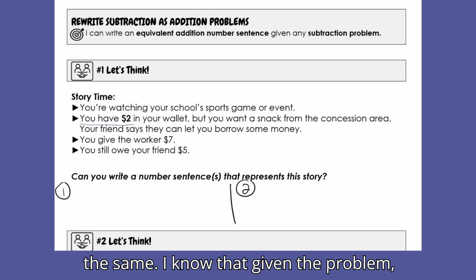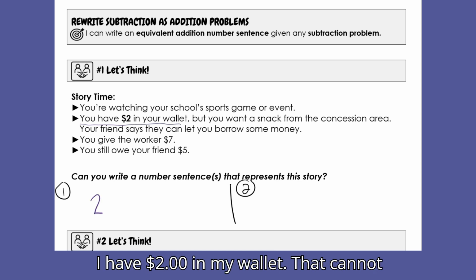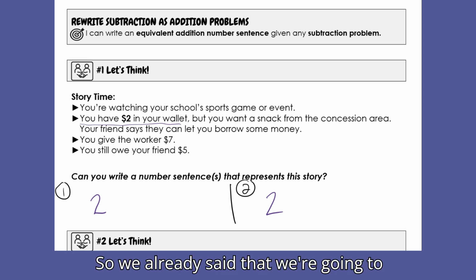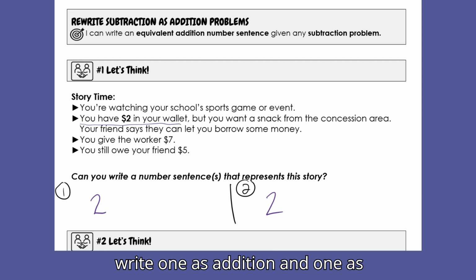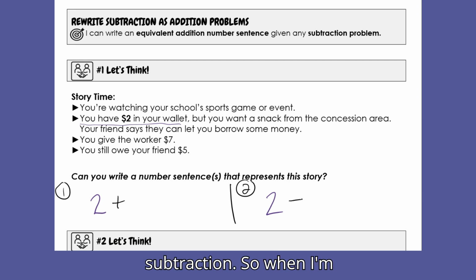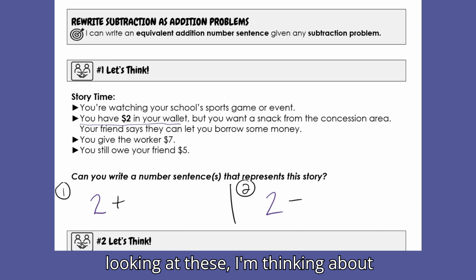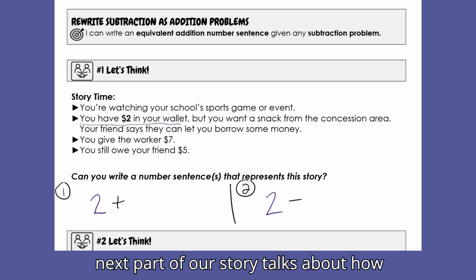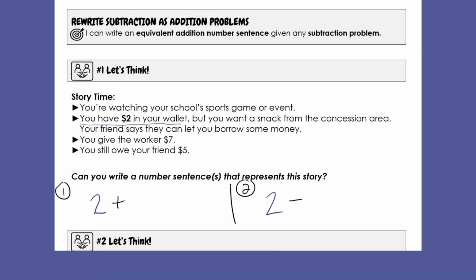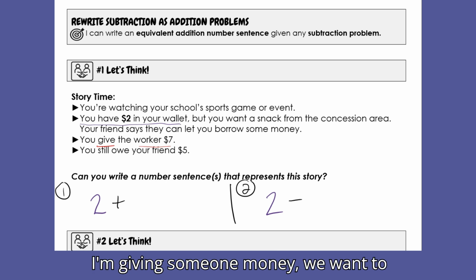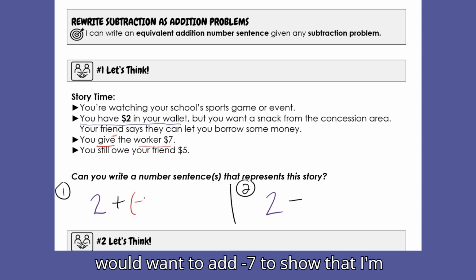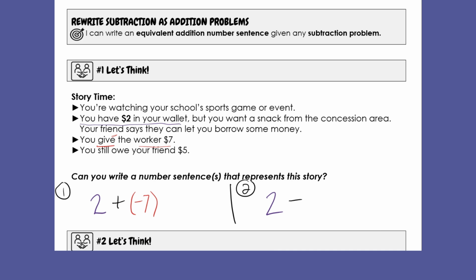When we go to write these number sentences, how we start is going to be the same. Given the problem, I have $2 in my wallet. That cannot change. We already said that we're going to write one as addition and one as subtraction. When I'm thinking about adding, the next part of our story talks about how we give the worker $7. If I'm giving someone money, that means negative. So I would want to add -7 to show that I'm giving the worker $7.